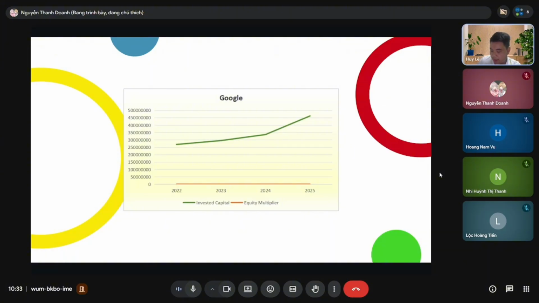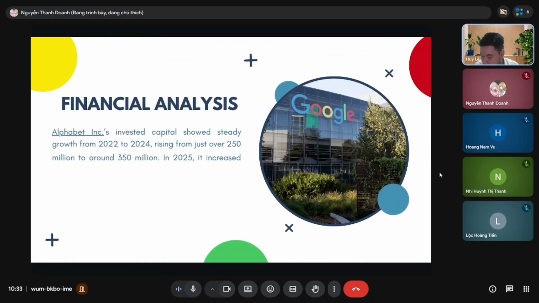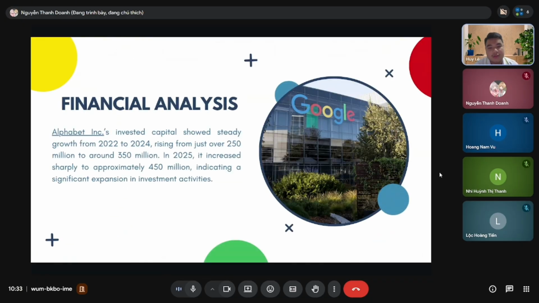As for why this is, well, next slide, we can see that Alphabet Inc.'s invested capital has shown very steady growth from 2022 to 2024, rising from above 250 million to around 350 million. And in 2025, it increased sharply to approximately 450 million. Okay, this is all you have already seen inside the table. And this is a very good trend for Google. Right.